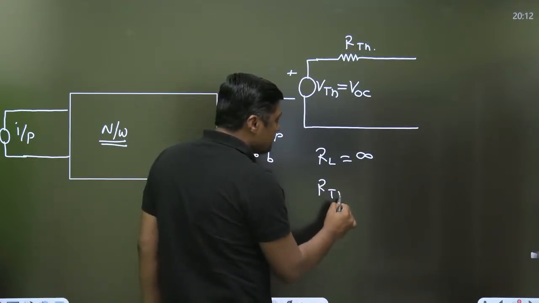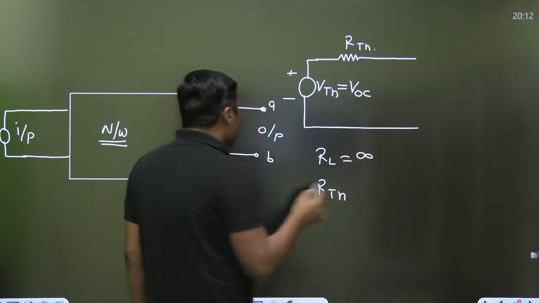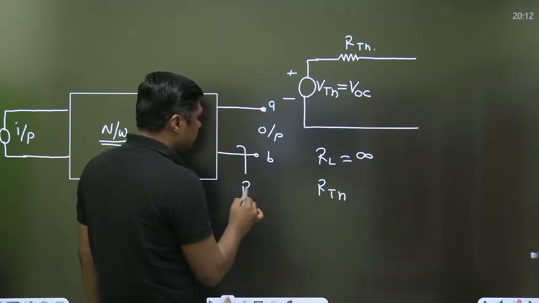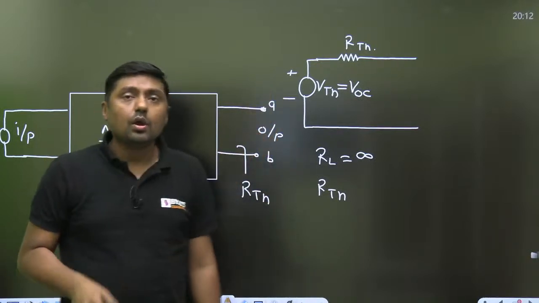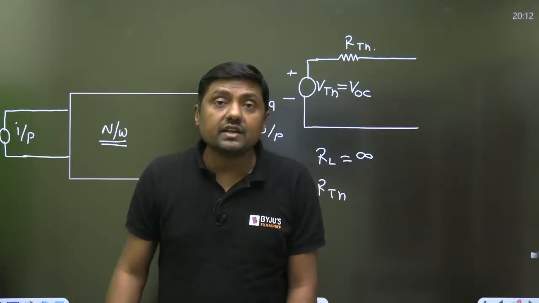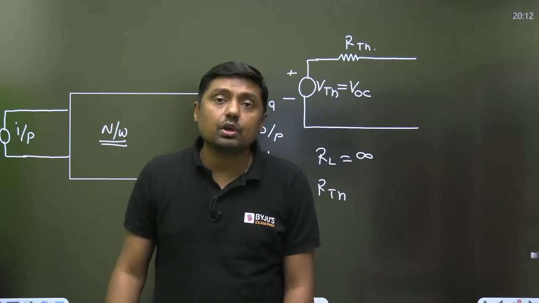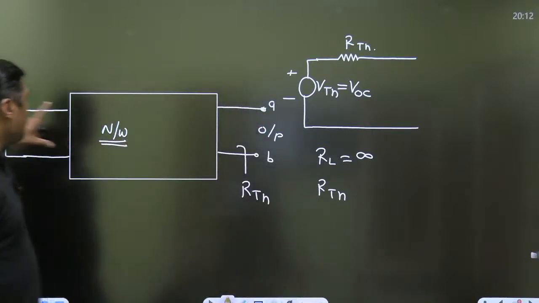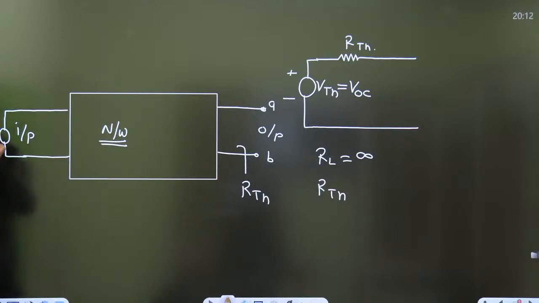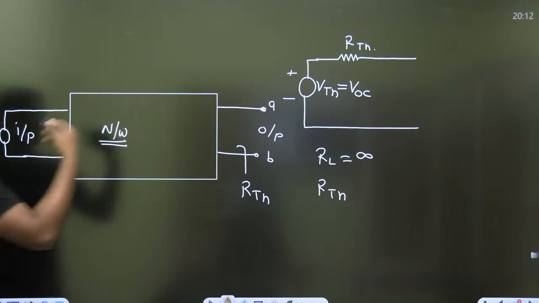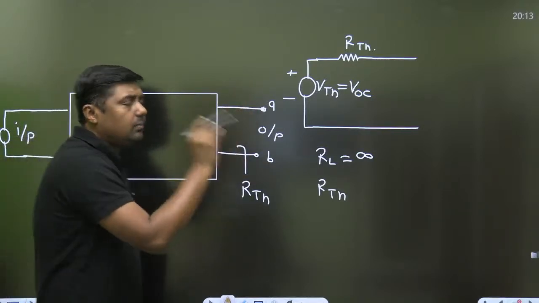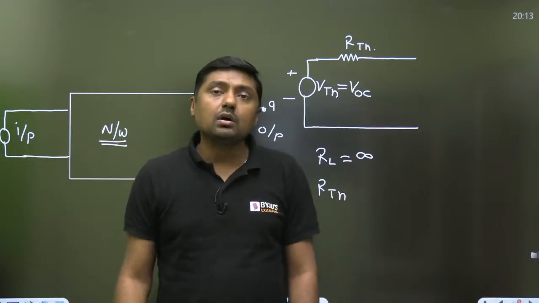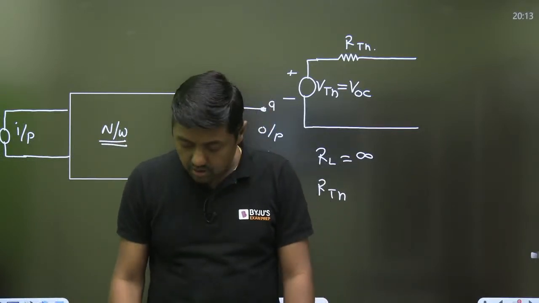RTH means what is the R equivalent at this point? What is the resistance seen at the terminals A and B with independent active sources equal to 0? For example, if this is the input active source Vs, you have to make it 0, and then find the R equivalent seen at the terminals A and B. So that is called Thevenin's resistance. Okay.